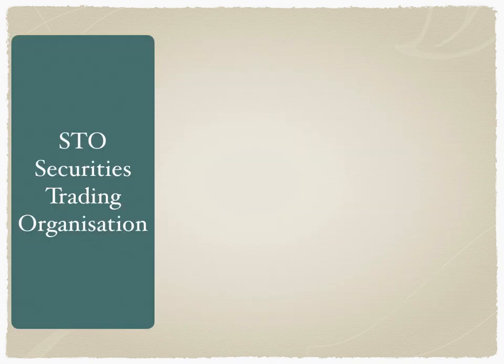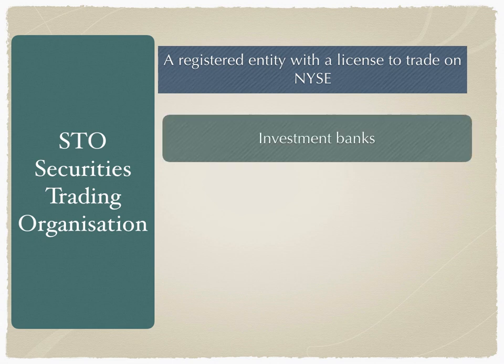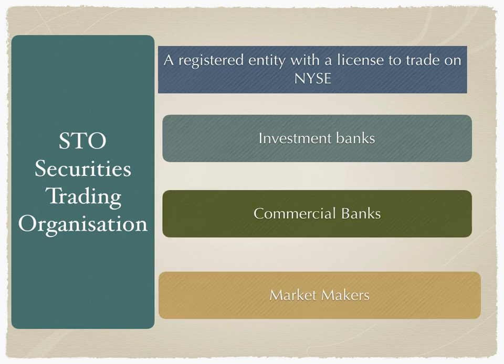An STO, or securities trading organization, is identified as a registered entity with a license to trade on the New York Stock Exchange. The STO could either be an investment bank, it could be a commercial bank, or it could also be an independent market maker without a banking license. Okay, so the examples of an STO could be investment banks, commercial banks, or even market makers.